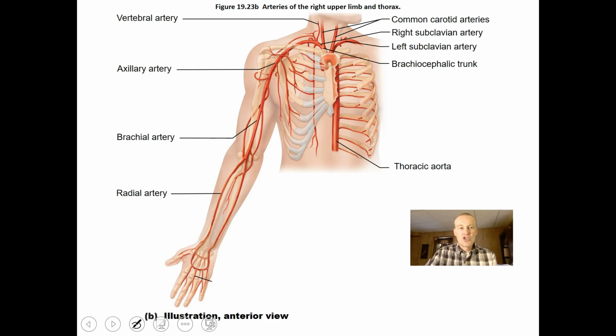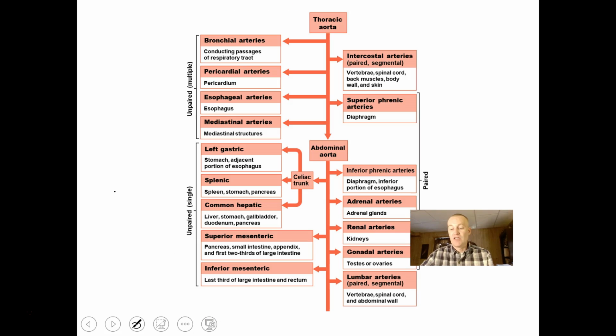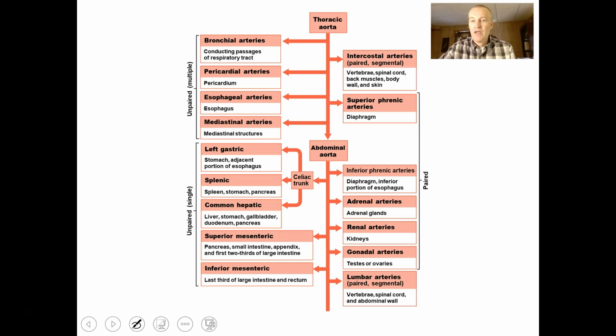This is just showing you a little bit about the vessels coming down. So we have the axillary, we have the brachial branching into the ulnar and radial. So now we're going to bring it down onto the lower parts of the body, to the thoracic and abdominal regions. I like these little flow charts.